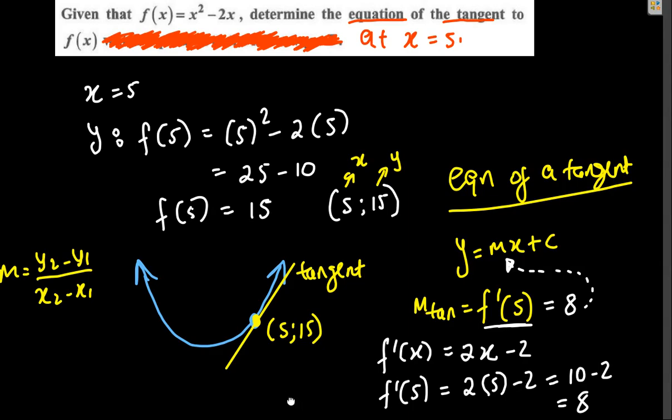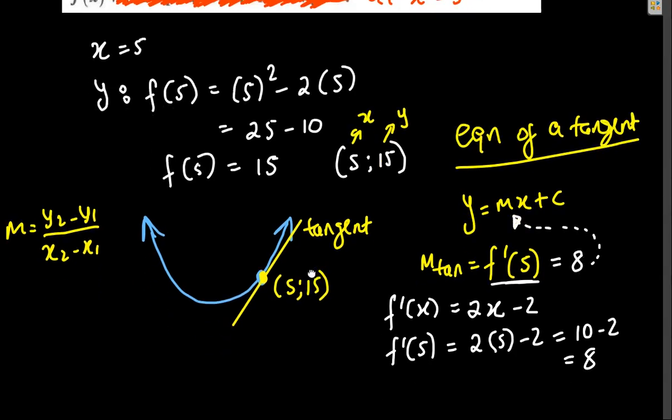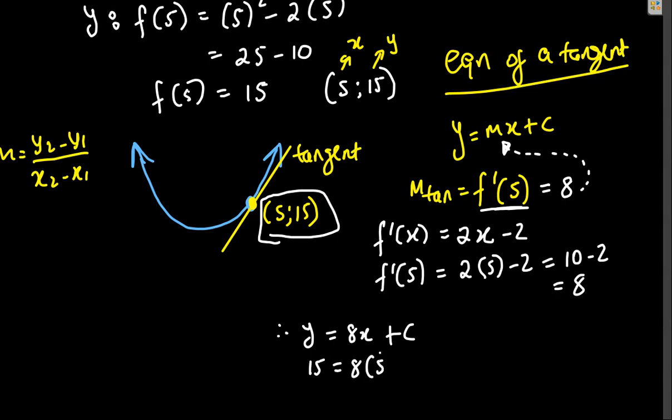Okay, so we go further to get the equation of the tangent, because they said determine the equation of the tangent. So now we say, therefore we have y is equal to 8x plus c. Now how do we get c? Remember, you're going to substitute your point here. So where you see x, you put 5. Where you see y, you put 15. You have 15 and then 8 into 5 and then plus c, so that you have 15 is equal to 40 plus c.